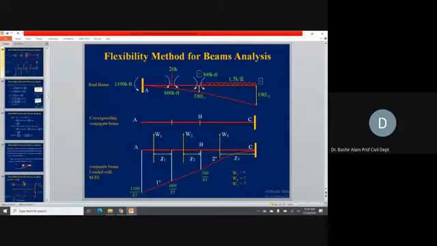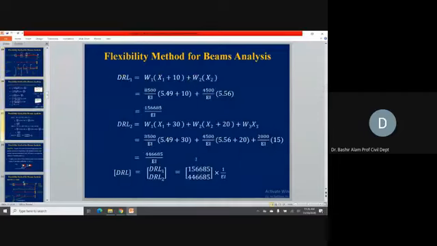Here we are taking the moment about MC in the conjugate beam. It will be equal to W1 times X1 plus this distance, which is 10 feet. So W1 under the bracket X1 plus 10, plus W2 times X2. That was what we had here. Similarly, DRL2 should be equal to MC in the conjugate beam. And when we simplify these numbers, DRL1 and DRL2, we have these numbers, 156685 and 446685 divided by EI.